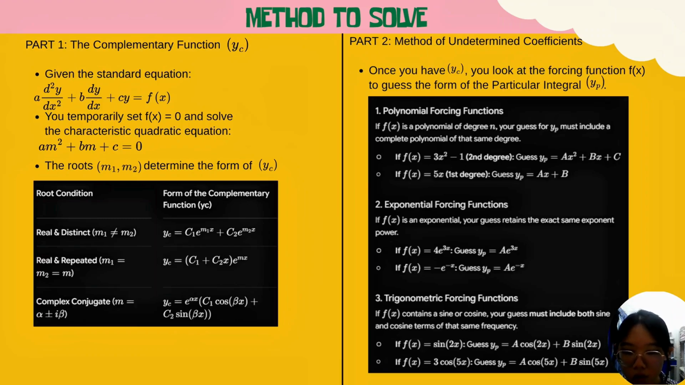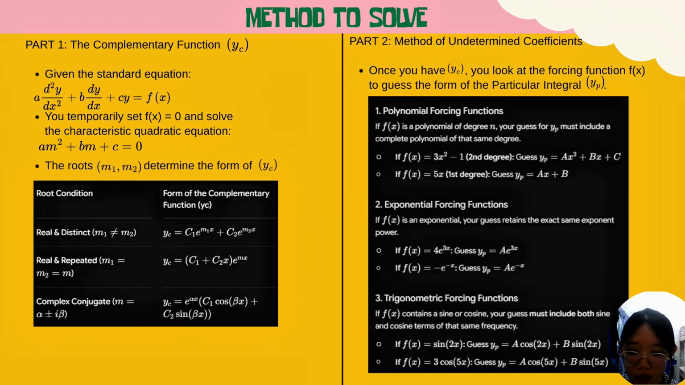For example, if f(x) equals 3x squared minus 1, the particular integral will be equal to ax squared plus bx plus c. If f(x) equals 5x, the particular integral will be equal to ax plus b.